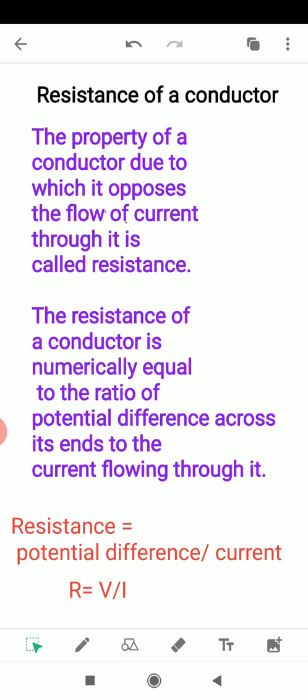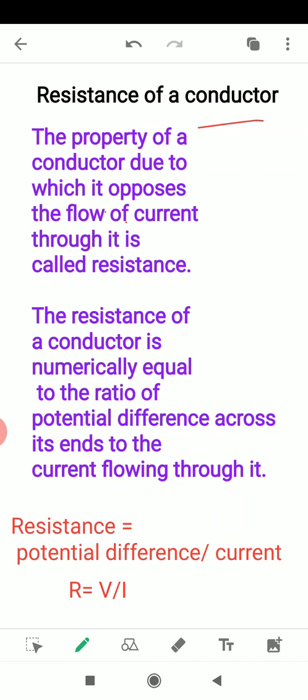Before starting today's video, I would like to discuss that so far we have studied about electric charge, current, potential difference, potential, and even some numericals related with potential difference and current. In the last video, I have discussed about Ohm's law. Now today we are going to discuss about resistance of a conductor.